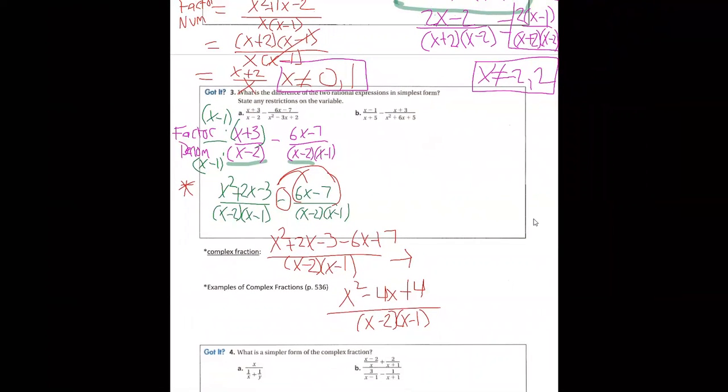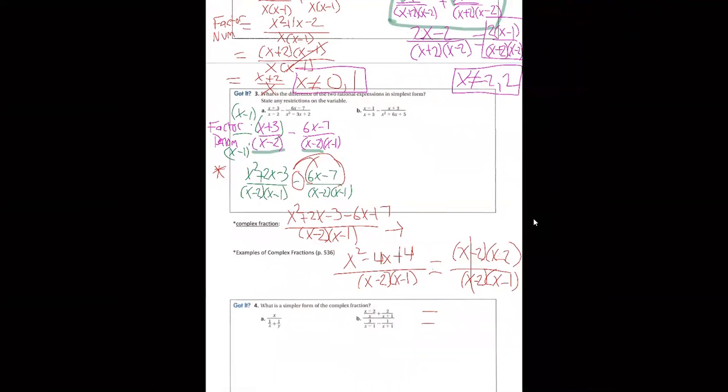Now we just want to factor our numerator to see if anything cancels out or simplifies. Does anything multiply to positive 4 and add up to negative 4? Well, yes, negative 2 and negative 2. So you can see you can cancel out one of your x minus 2s.